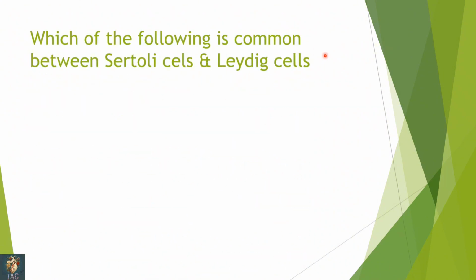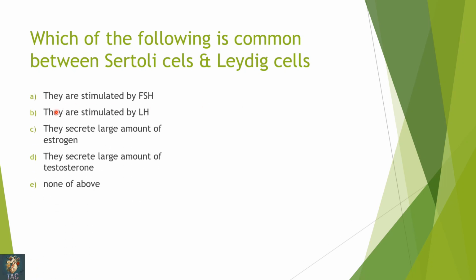So which of the following is common between Sertoli and Leydig cells? They are stimulated by FSH. Remember, Sertoli cells are stimulated by FSH and the Leydig cells are stimulated by LH. Then, they secrete a large amount of estrogen. No, the Leydig cells secrete testosterone. They secrete a large amount of testosterone. Yes, Leydig cells secrete testosterone, but Sertoli cells do not. In addition, the Sertoli cell even secretes androgen binding proteins and inhibin. So in this case, again, none of the above option is correct.